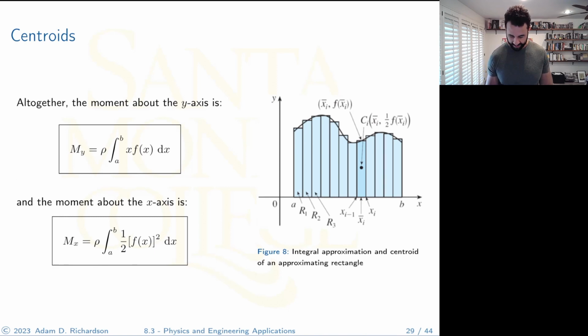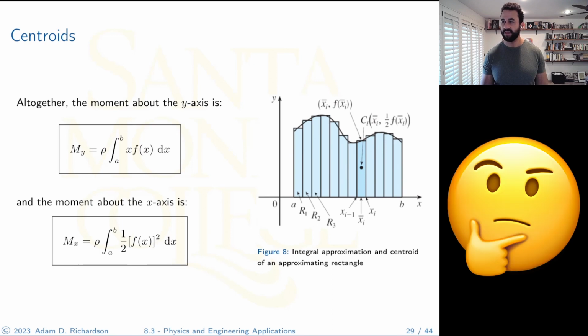All right? Okay, now we've got the moments. Now we're really close to finding the center of mass. So what did we need to find the center of mass? We needed the moments and we needed the total mass. So let me ask you this question before I go forward a slide. How could we find the mass of this region under the curve f of x? Think about it for a minute.